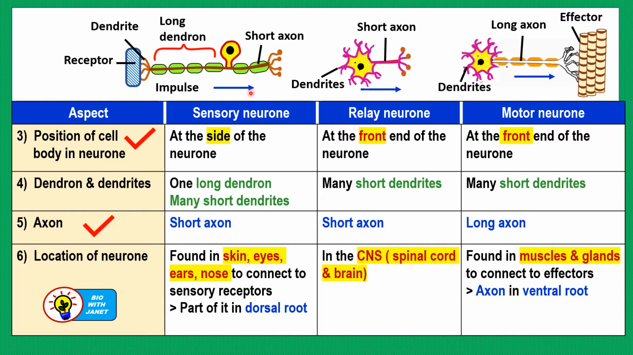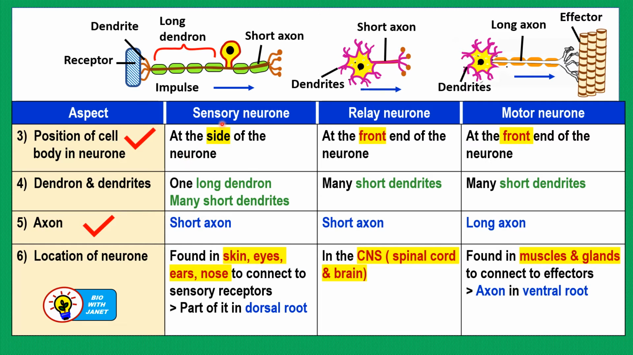So what are the other differences between the three types of neurons? Now, from the aspect of the structure of the cell, let's say you're asked to give differences between the structures of the three neurons. Then you can state number 3, number 5, and even number 4. But the best two are 3 and 5 here. Okay, let's start. The position of the cell body in the neuron.